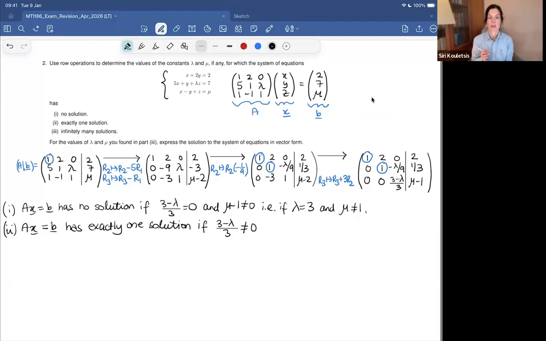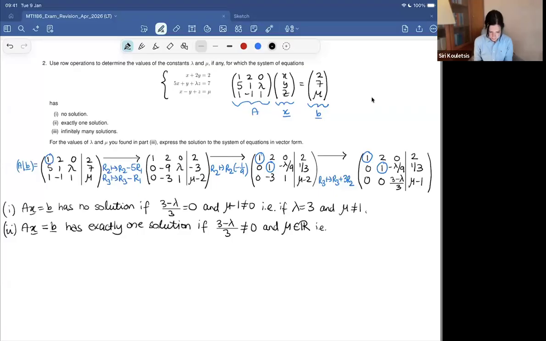And is there any condition on mu then? No, of course there isn't, because then the right-hand side here can be anything. Once you've created a leading 1, whatever the right-hand side is, well, that's the value of z that solves the system. So 0, non-zero, it doesn't matter. And so one way to highlight that there isn't any condition on mu is to say that mu is just any real number.